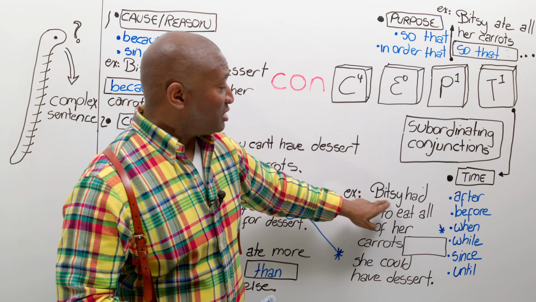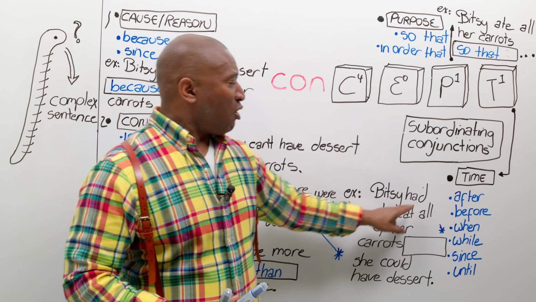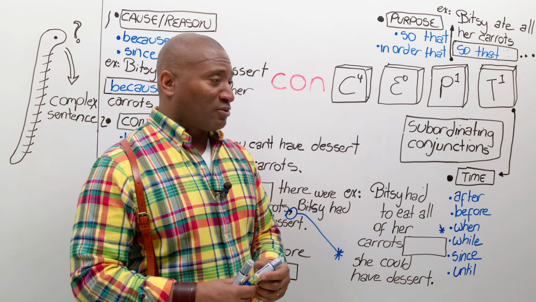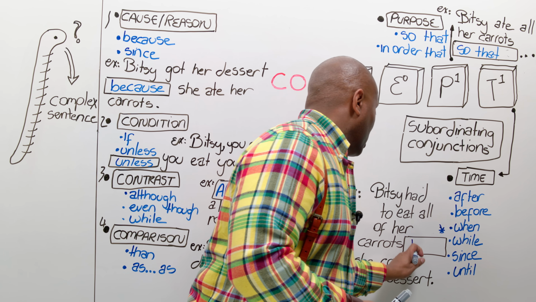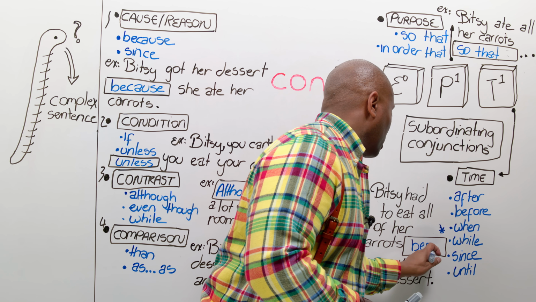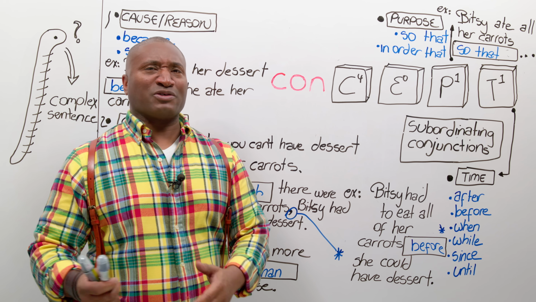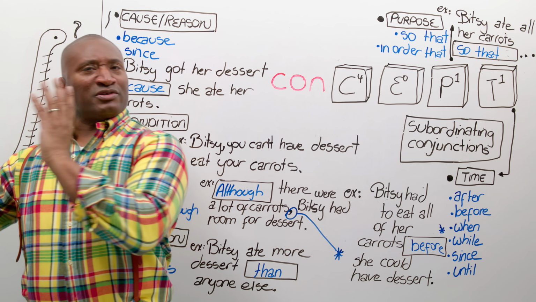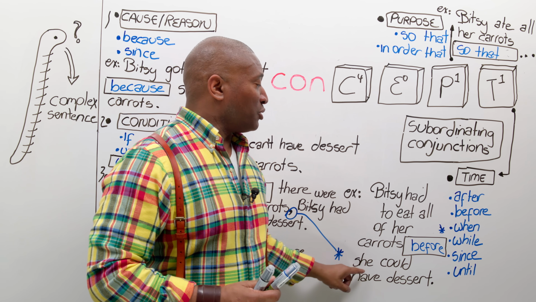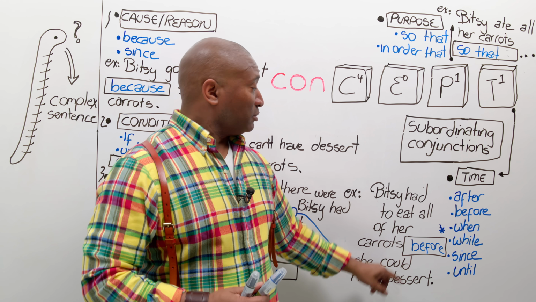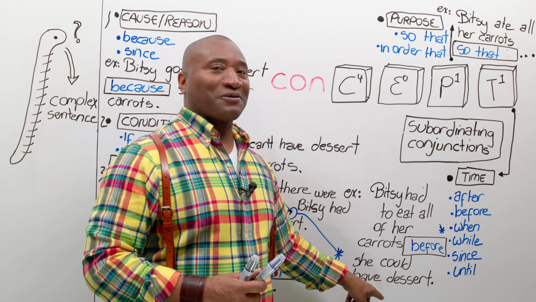Now, if we look at this, Bitsy had to eat all of her carrots, something, have dessert. All is in the past tense. So this something has to happen first. First would be before, right? Something can happen before something else. You have something before, then you have something else happen. So Bitsy had to eat all of her carrots before she could have her dessert. So, where's my carrots? Carrots first, dessert after, and that's the order, okay?